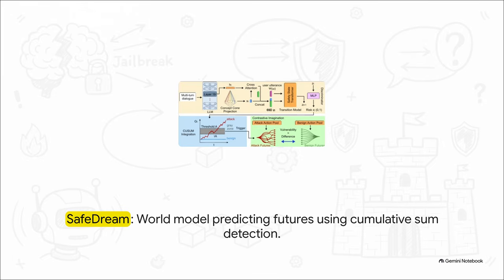By using cumulative sum detection, it aggregates all those weak per-turn risk signals. It quite literally imagines both the attack and the benign futures, predicting if a conversation is heading toward a jailbreak compliance state long before it actually happens. It is a brilliant approach.